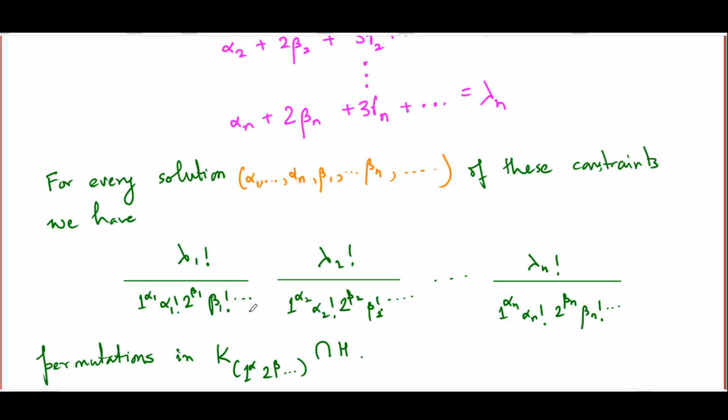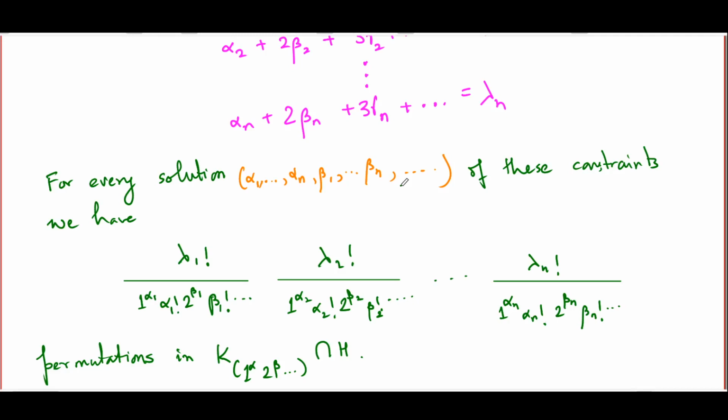Similarly, for each of these permutations in S lambda 1, there are this many permutations, lambda 2 factorial by 1 to the alpha 2 factorial, and so on, in S lambda 2, and so on all the way down the line. The product of all of these gives us the number of permutations corresponding to this particular solution, alpha 1 through alpha n, beta 1 through beta n, etc. of the constraints.